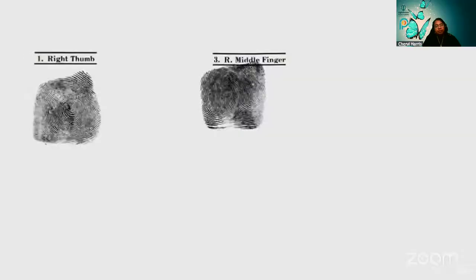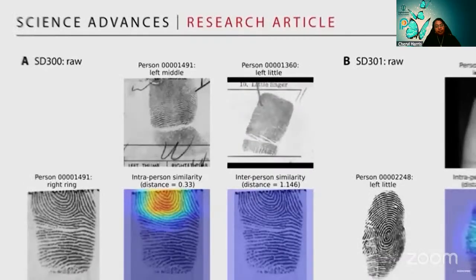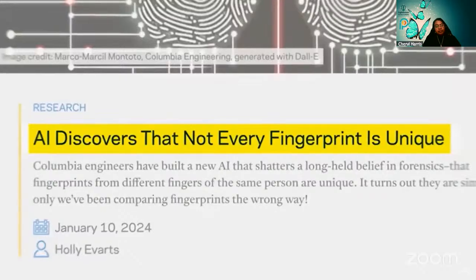Right. Without this full reference, you wouldn't be able to match one fingerprint to another and say this came from the same hand or even the same person. But there is this new AI tool that says it can do it. That's what we're going to talk about today.